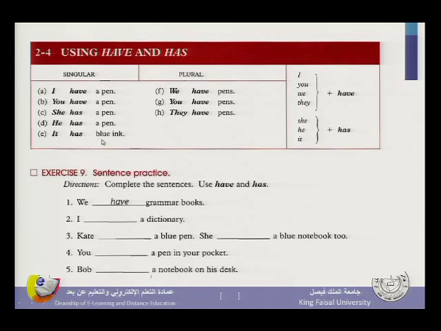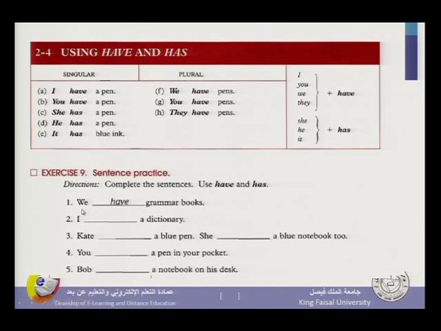She has a pen. He has a pen. It has blue ink. For example, a printer or whatever. See here? So he, she, and it take has, while I, you, we, you, they take have. Something like verb to be. See here, I take am, you, they, we take are, he, she, it take is. The same here. Just he, she, and it take has, and the rest take have.